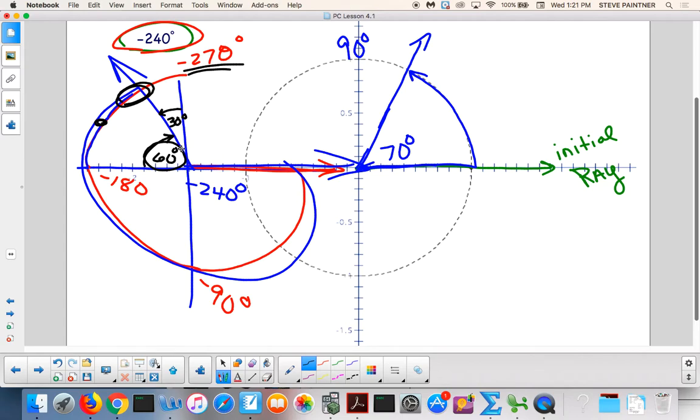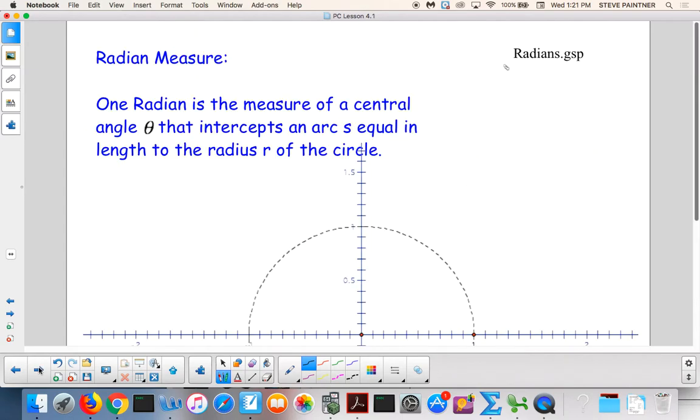It's like between the terminal and the x-axis. Okay? Yes? No? Good? Okay. All right. Ooh. Radian measure.